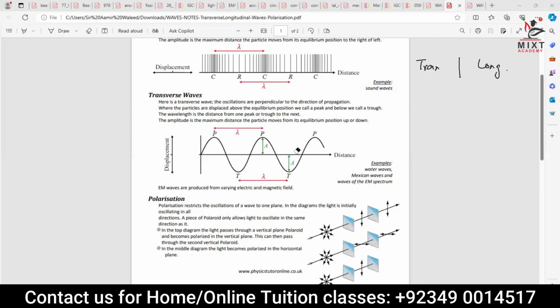This can then pass through the second vertical Polaroid. In the middle diagram, the light becomes polarized in the horizontal plane. So what exactly is it?